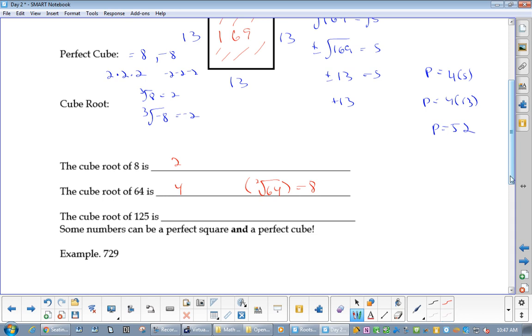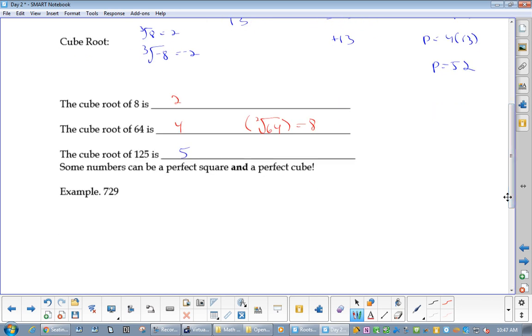Okay, cube root of 125, 5. Okay, cube root of 729. Okay. What is the square root? So we did the cube root. What's the square root? 27. Oops.